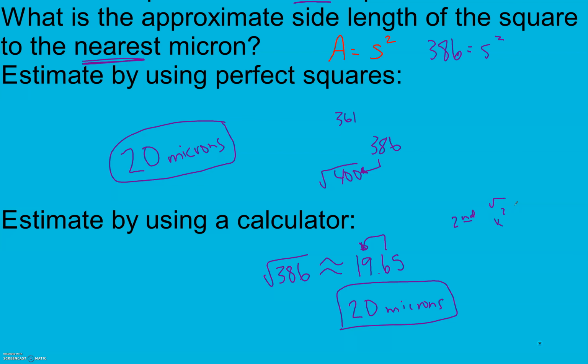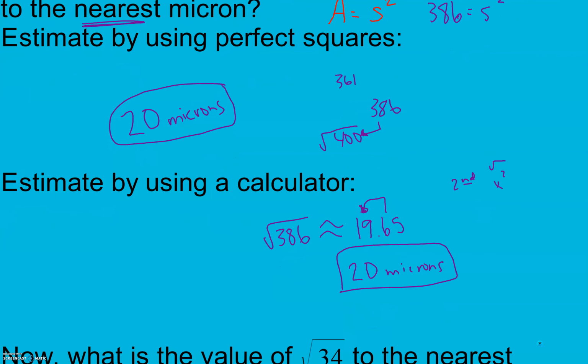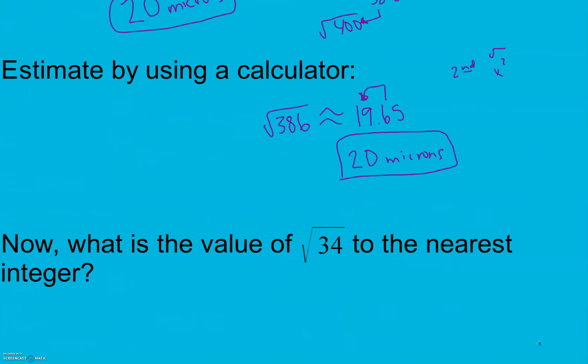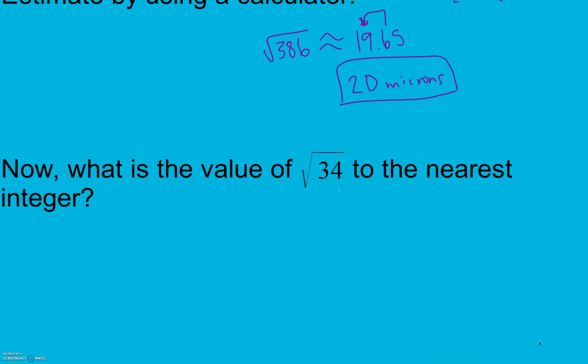Okay, so we can do these estimates by using perfect squares or using a calculator. And we're going to practice without a calculator. So here, go ahead and pause and give this a try if you'd like. We're looking for the square root of 34 to the nearest integer. So 34 is the number that we're going to compare to our perfect squares.